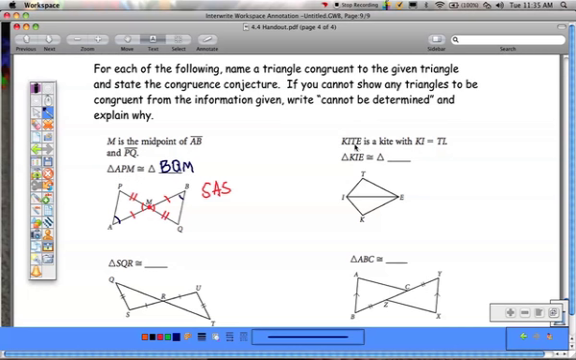All right, we have a kite with KI congruent to TI. All right, we know they share this side right here. And if it's a kite, then we know that these two sides are the same. So it's the same triangle by side-side-side. Name it in the same order. KIE matches TIE.